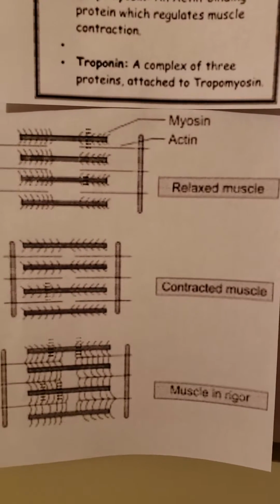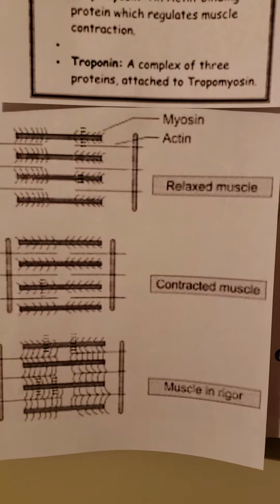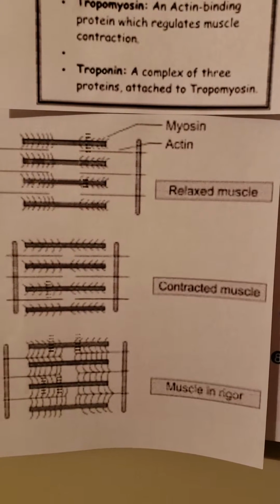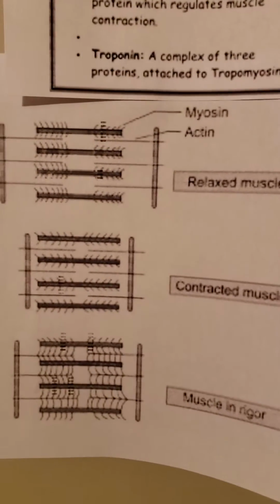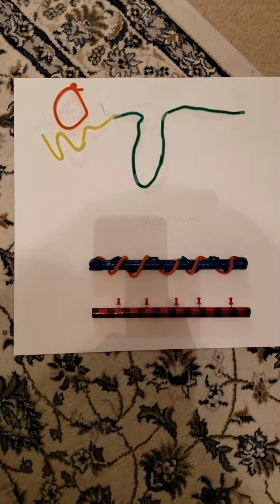Here are an example of a relaxed muscle, a contracted muscle, and a muscle in rigor. Now let's see how these work.